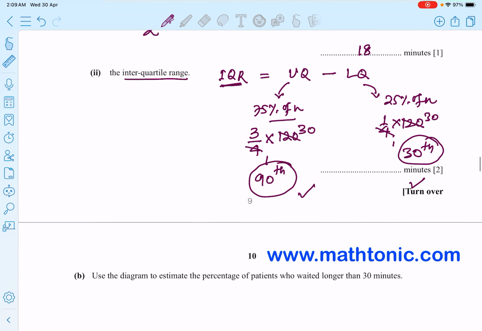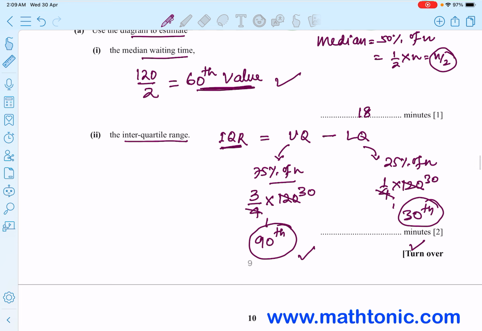So let me subtract these two values. The 90th value we got 26, minus the 30th value we got 12. So 26 minus 12, the answer should be 14. So the interquartile range should be 14 minutes. Did you understand, everyone? Yes.